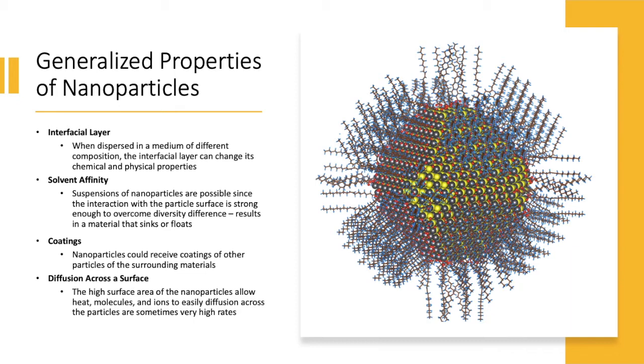The high surface area of nanoparticles allows heat, molecules, and ions to easily diffuse across the particles, sometimes at very high rates. Very much like a cellular membrane, these nanoparticles have membranes on the outside of them that can diffuse smaller particles, energy in the form of heat, and of course ions across them. Then they can possibly do some chemical reaction on the inside depending on the particle that gets within it. But that's also another property that should be discussed.